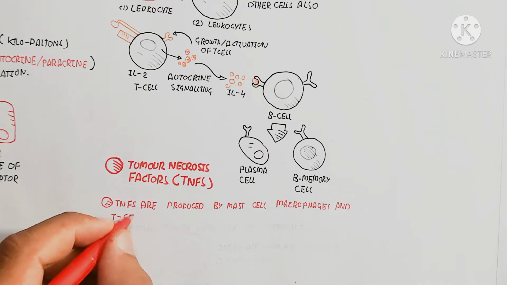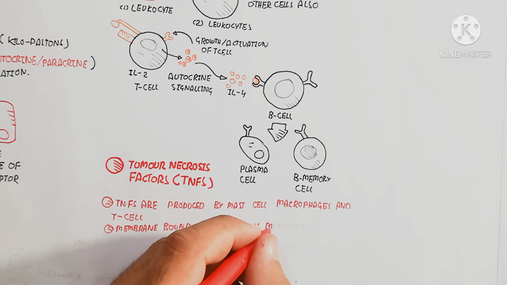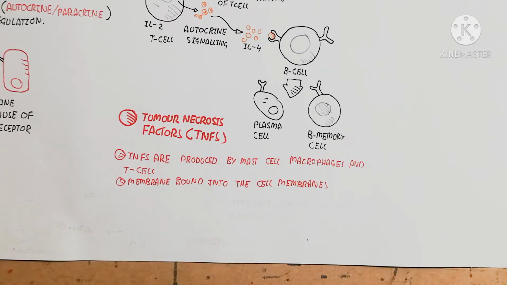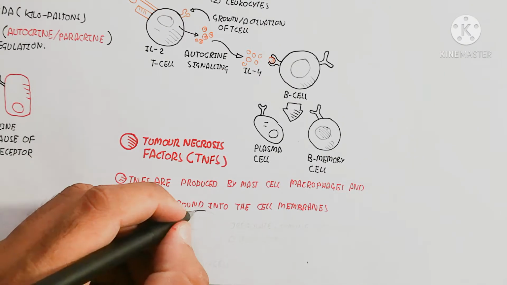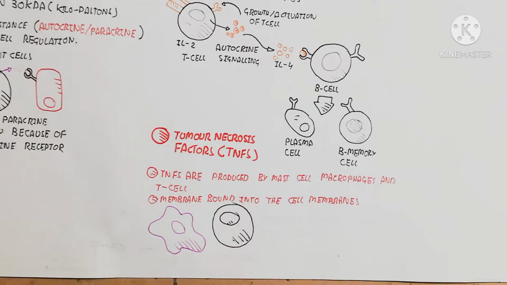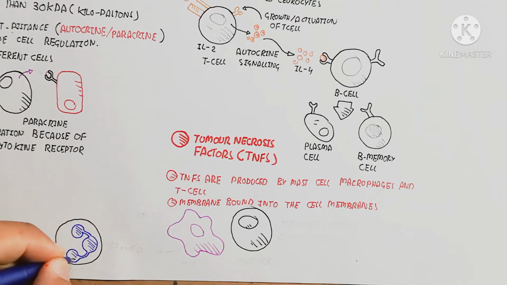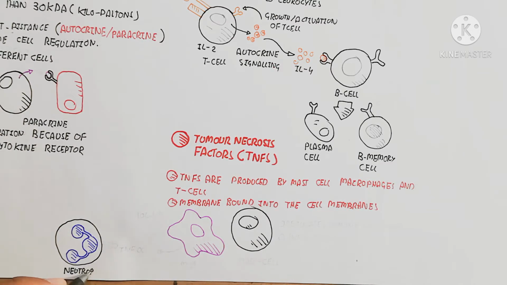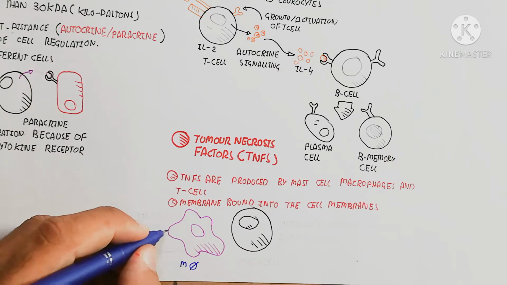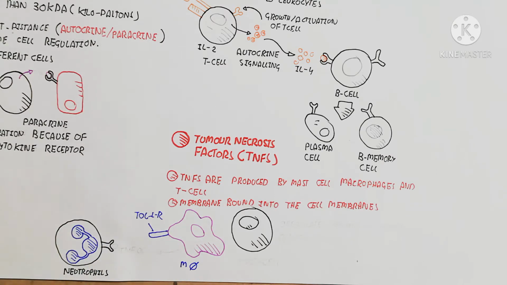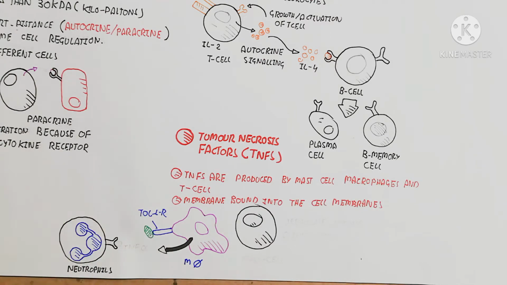So tumor necrosis factor, the TNFs, is another type of cytokine, produced by mast cells. The mast cells are present in the tissue, and also macrophage and T cell. It is membrane bound, in the cell membrane, and regulates immune response as well as inflammation. So that is the mast cell, and here the macrophage or dendritic cell contains a toll-like receptor which receives and recognizes the pathogen to produce TNF alpha.